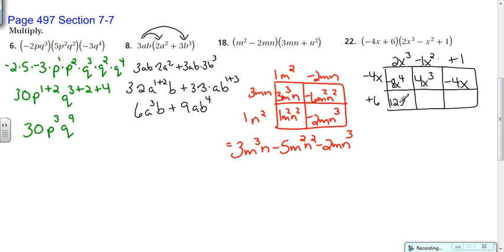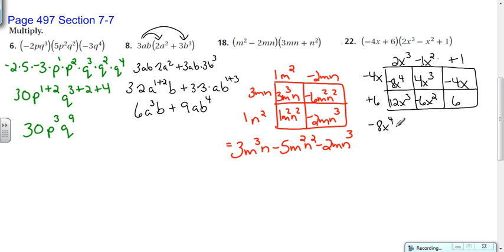6 times 2, that's going to be 12x cubed. 6 times negative 1 is negative 6x squared. And positive 6 times positive 1 is positive 6. So I only have one exponent that has a fourth power. So I'm going to start off with negative 8x to the fourth.